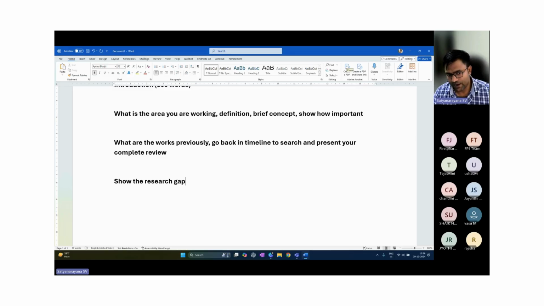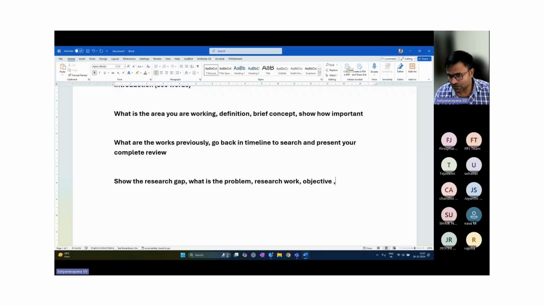So while writing the last paragraph, you must show what the research gap or research problem is, or you can call it a research question. Discuss it in just one or two sentences. This is so important. At the end, you must write the objective of your research in not more than two lines. Just stick to that.